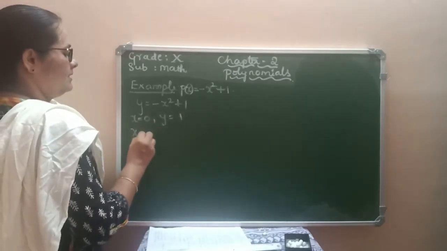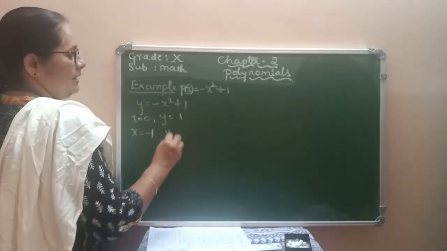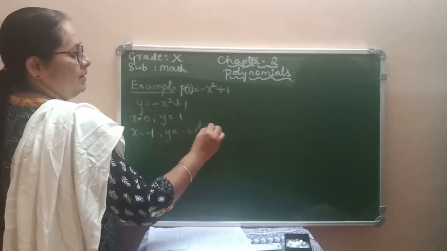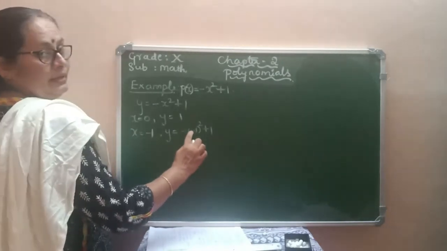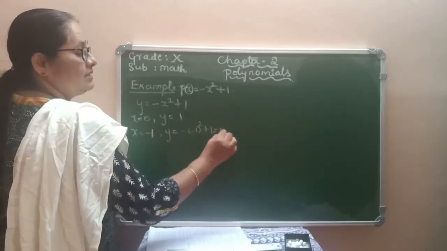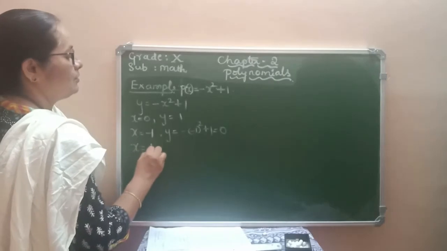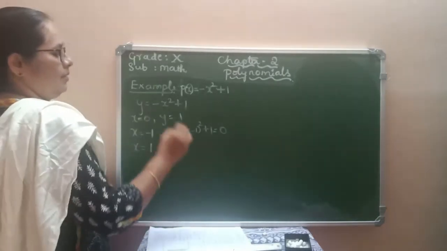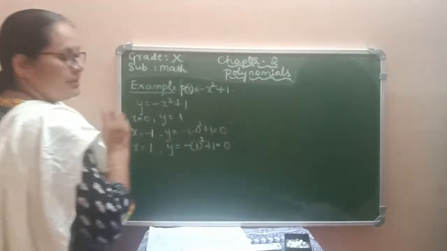When x is minus 1, then y is equal to minus of minus 1 whole square plus 1. So minus 1 whole square is plus 1. Plus 1 into minus is minus 1 plus 1, which is 0. Okay. Then take x equals 1. Then also y equals minus into 1 square plus 1, which is also 0.